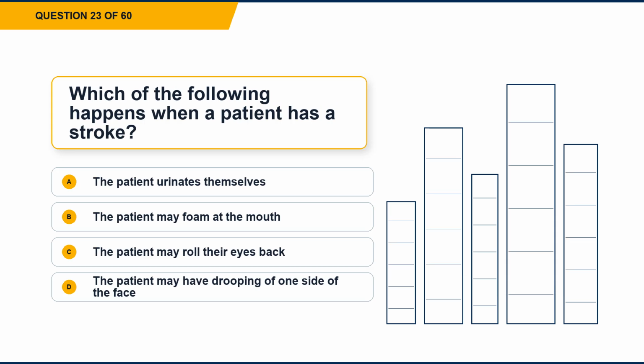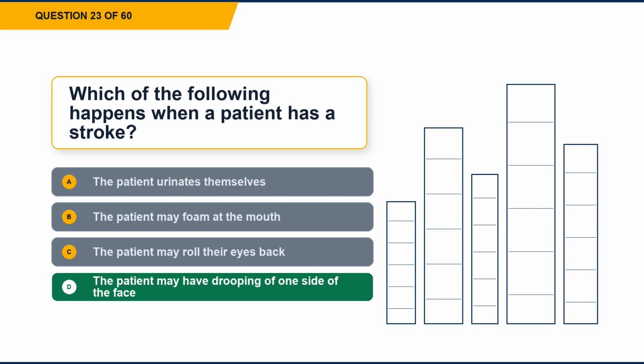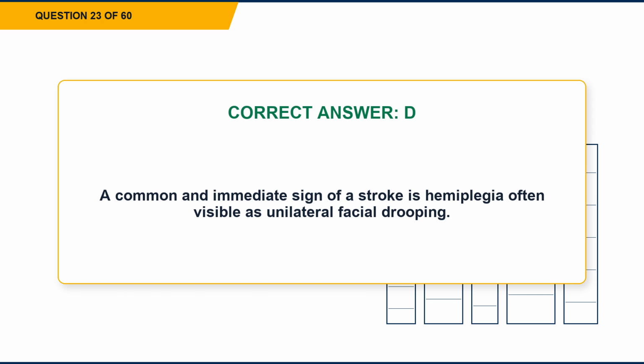Question 23. Which of the following happens when a patient has a stroke? Option A, the patient urinates themselves. Option B, the patient may foam at the mouth. Option C, the patient may roll their eyes back. Option D, the patient may have drooping of one side of the face. The correct answer is option D, the patient may have drooping of one side of the face. Explanation: a common and immediate sign of a stroke is hemiplegia, often visible as unilateral facial drooping.